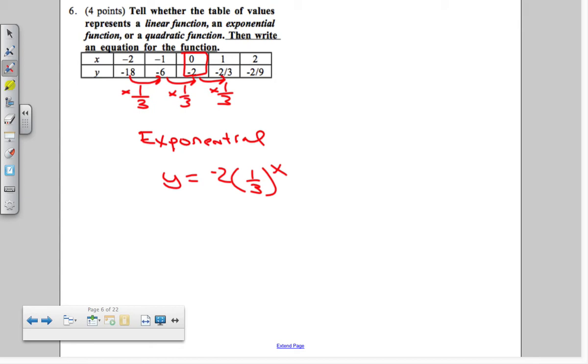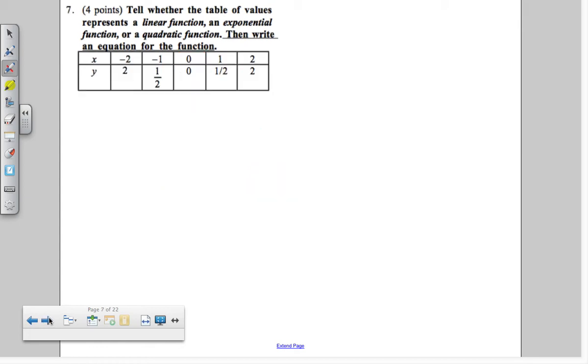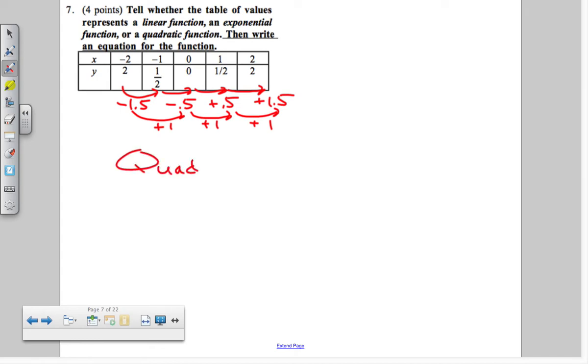All right? For number 7, as I look at this table, I might start by looking at the changes. This is 1.5 less. This is a half less. This is a half more. This is 1.5 more. So I've ruled out it's not linear. If I look at the second level of differences, this is 1 more, 1 more, 1 more. Those are the same. So that tells me it is quadratic.